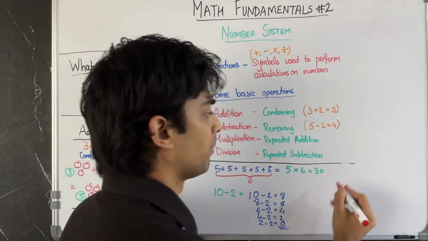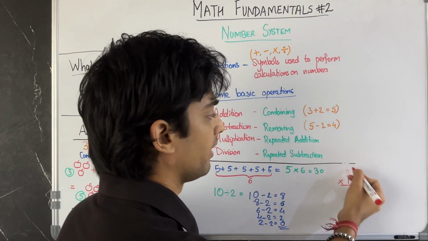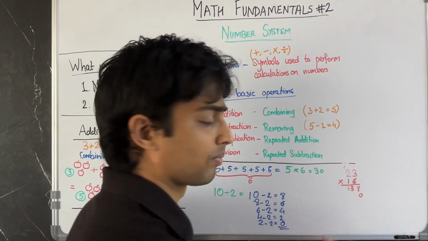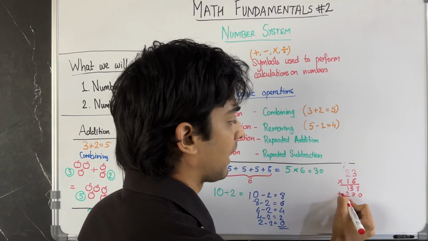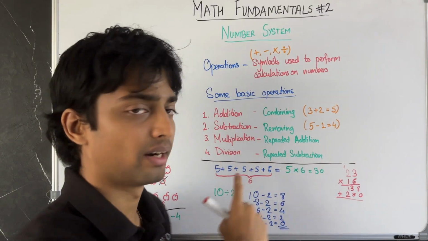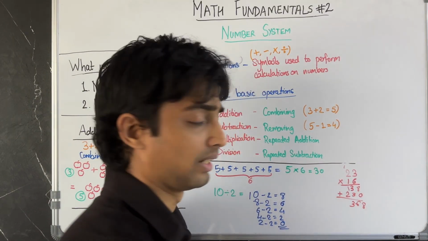Let's say we have to multiply 23 into 16. Now what we will do, 6 3s are 18, 6 2s are 12, 13, 0, 3 1s are 3, 2 1s are 2. Now we are adding this. Why are we adding? Because multiplication is repeated addition. So we will get 368.